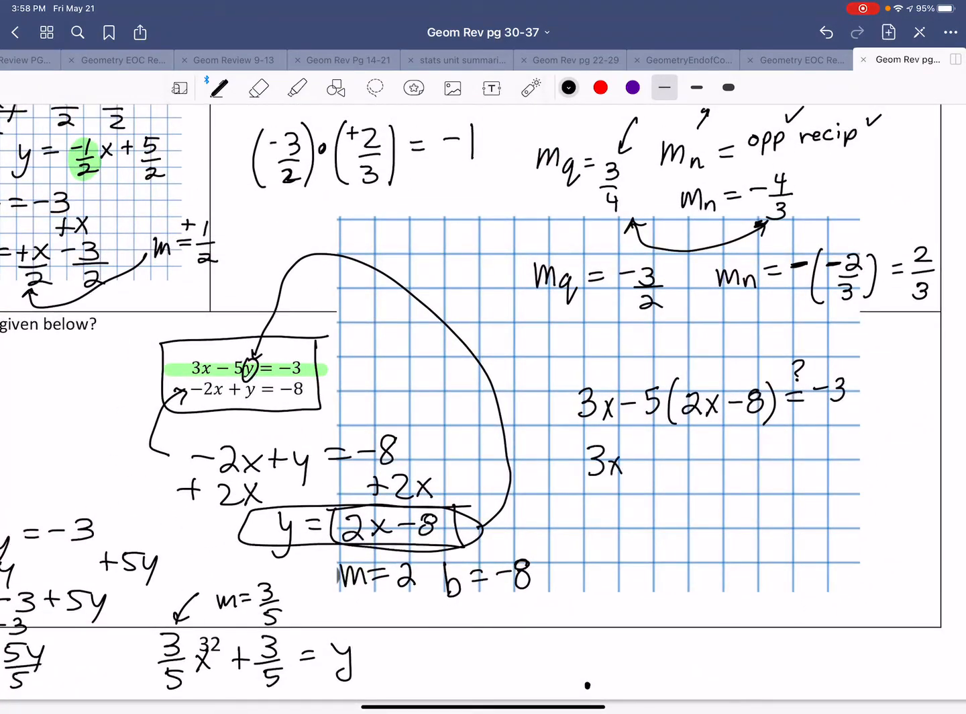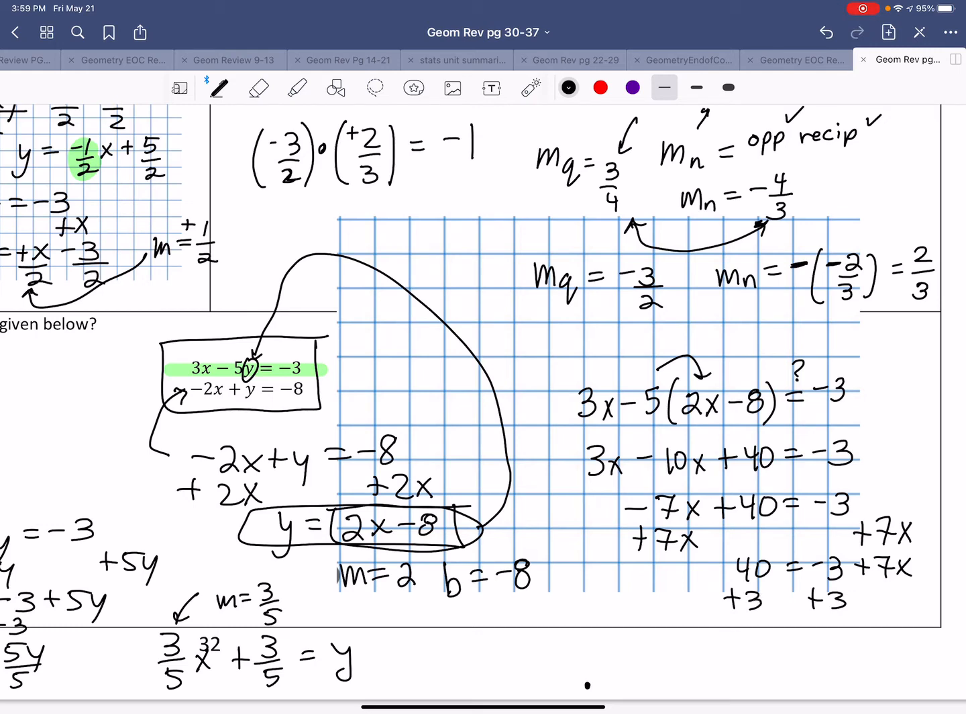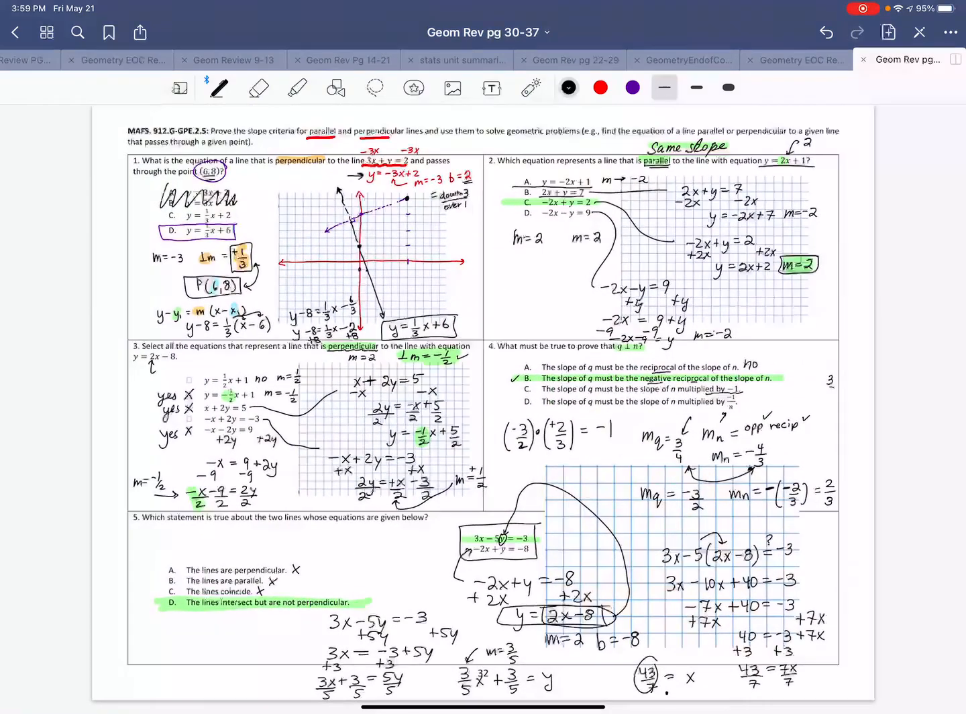Okay, so 3x minus 10x plus 40. I end up getting negative 7x plus 40 minus 3. What else do I want to do here? Usually I would try to add until I get x to be positive. So 40 equals negative 3 plus 7x, plus 3, plus 3. So I get 43 is equal to 7x. So this, I do get a value. x is 43 over 7. And if I plug that back in, I'm definitely going to get a number. So they definitely intersect. They're just not perpendicular.